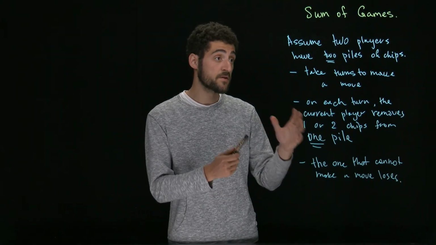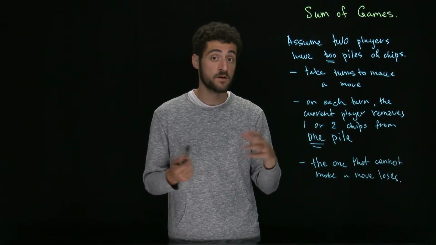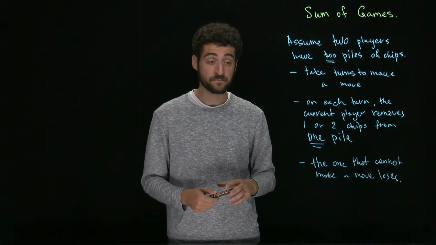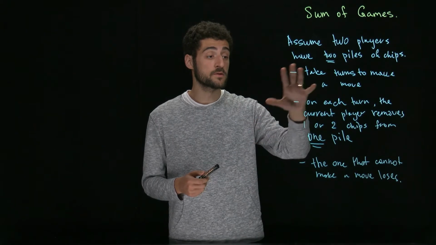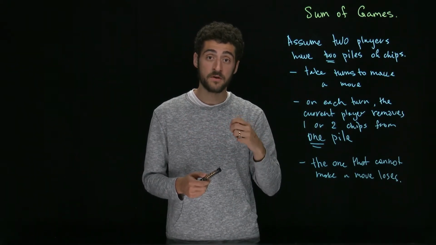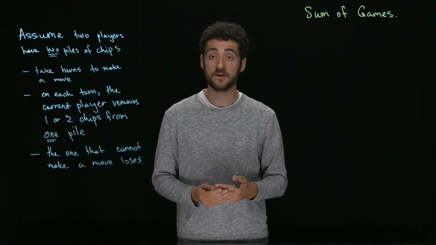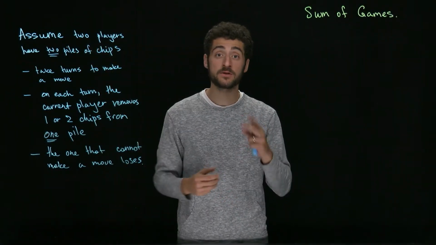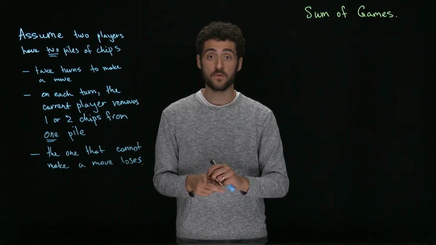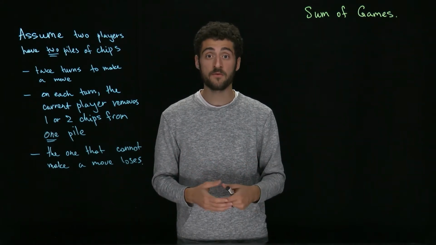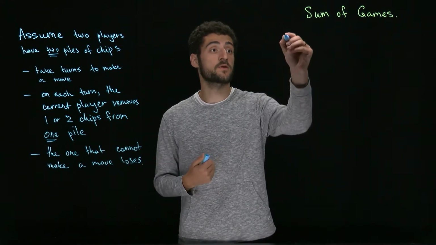So this game is very similar to the game of Nim. In this game, you can remove only one or two chips instead of any number like in the game of Nim. And this similarity would allow us to bring the ideas from the game of Nim to this game. The key observation here is essentially that these two players are playing two games simultaneously. And on every turn, they can decide in which game they want to make a move. And if they cannot make a move in both of them, they lose. So this leads us to the following definition.